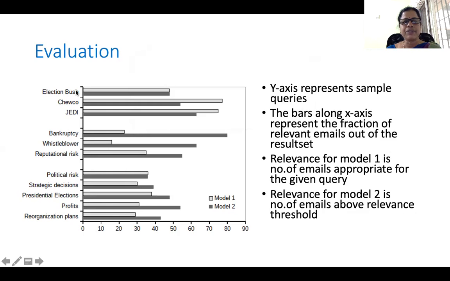Here we can see that when we used specific keywords, model 1 performed better than model 2. For the queries that are appropriate to the particular data set, such as bankruptcy, whistleblower, and reputational risk, model 2 performed better than model 1. An important point: for the queries with multiple meanings, which are generic, model 1 and model 2 more or less perform the same. If you compare election Bush and presidential elections, for presidential elections model 2 picked up the same results as election Bush.